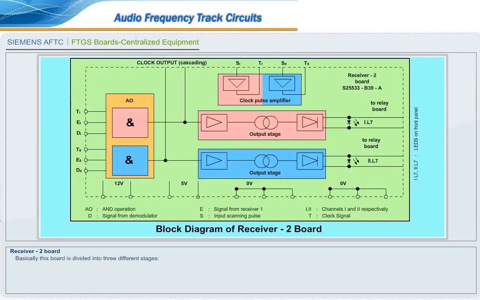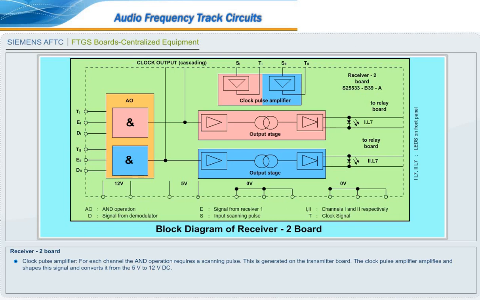Receiver 2 board. Basically, this board is divided into three different stages: clock pulse amplifier, dynamic AND operation, and output stage. This board consists of two identical channels for safety reasons. Final output track relay is driven by each channel. Clock pulse amplifier. For each channel, the AND operation requires a scanning pulse. This is generated on the transmitter board. The clock pulse amplifier amplifies and shapes this signal and converts it from the 5 volt to 12 volt DC.